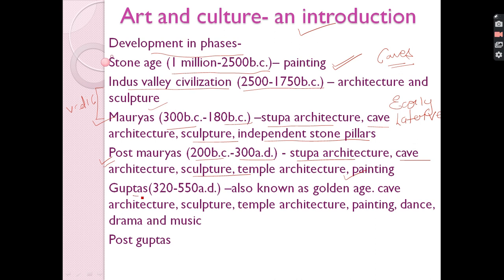Now come the Guptas. Timeline is 320 AD to 550 AD. This age is also known as the Golden Age for art and culture. Here we read about cave architecture, sculpture, temple architecture, painting, also about dance, drama, and music. And then come the post-Guptas, which come later.